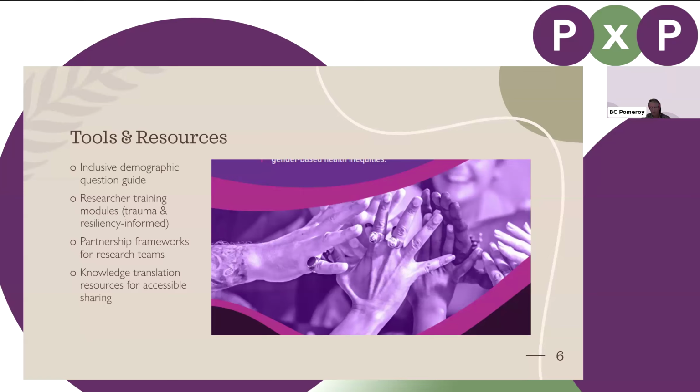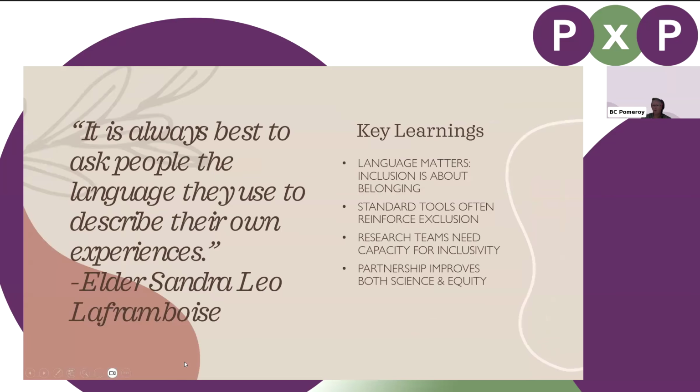And finally, we produced knowledge translation resources that ensure findings are shared not just with academics, but with the communities that they affect. And again, I kind of go back to what Rachel's presentation was talking about, how we have this evidence-based advocacy. These tools are practical, adaptable, and ready to be embedded across a range of research contexts. And again, afterwards, feel free to contact me. And in the guide itself, there's a lot of examples of how we've done that and how you too can do that work. One of the elders in our project, Elder Sandy Leo, some of you may know, said it is always best to ask people the language they use to describe their own experiences.